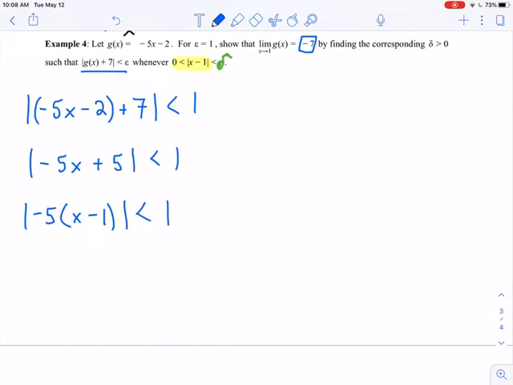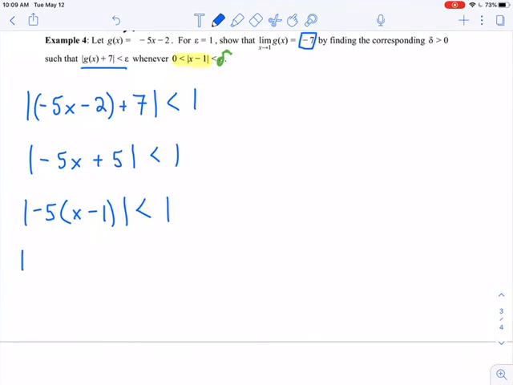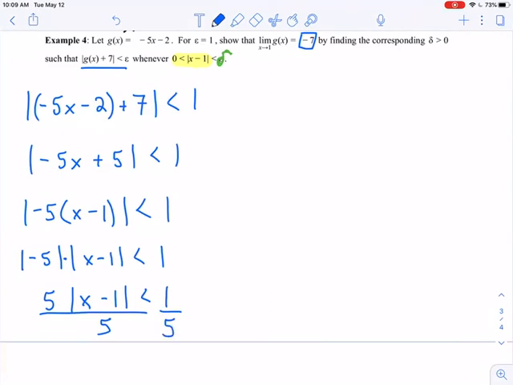This is looking good here. I see x minus 1, which is what I want. But I have to take apart that constant multiple of negative 5. So this really says the absolute value of negative 5 times the absolute value of x minus 1 is less than 1. From here, we just have a little bit of algebra to do. The absolute value of negative 5 is really positive 5. I'm trying to solve for the absolute value of x minus 1, which means we need to get rid of the 5, so we will simply divide both sides by 5.